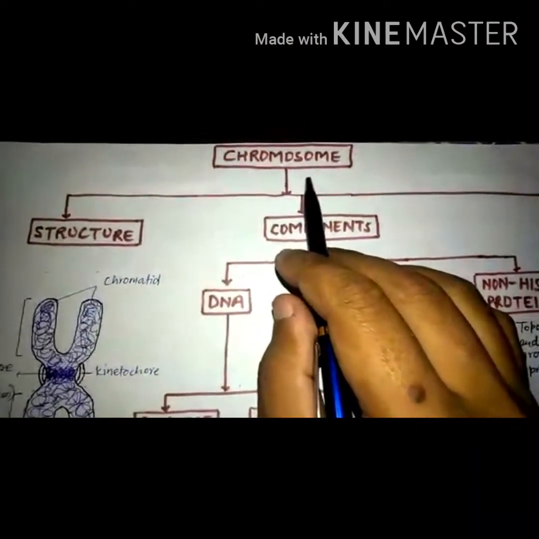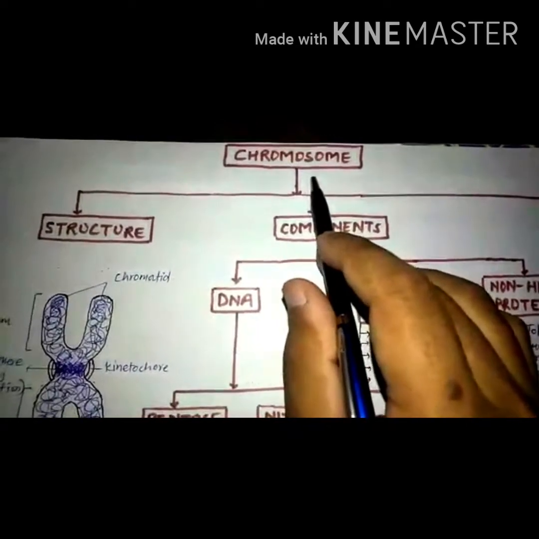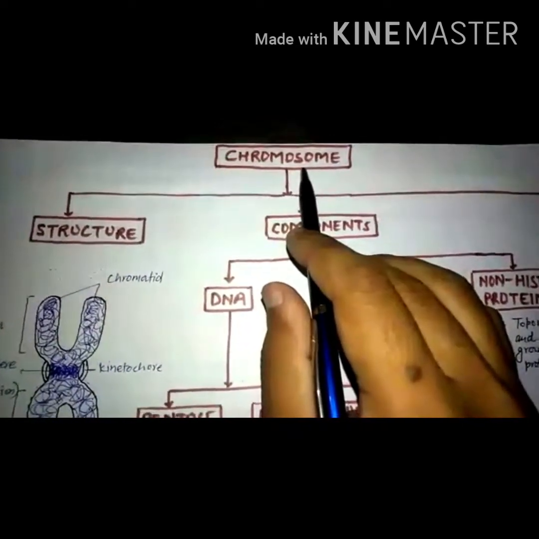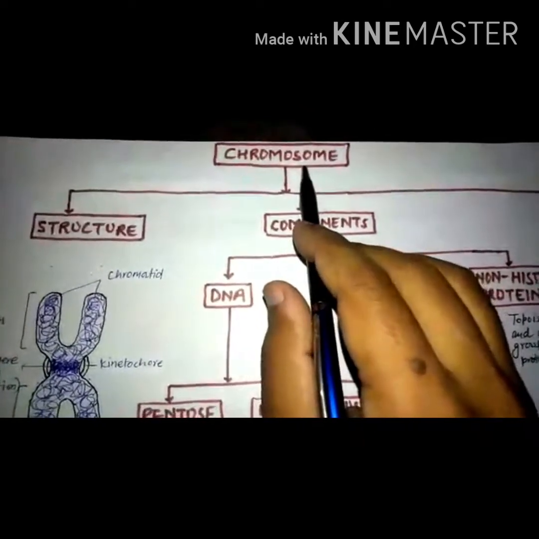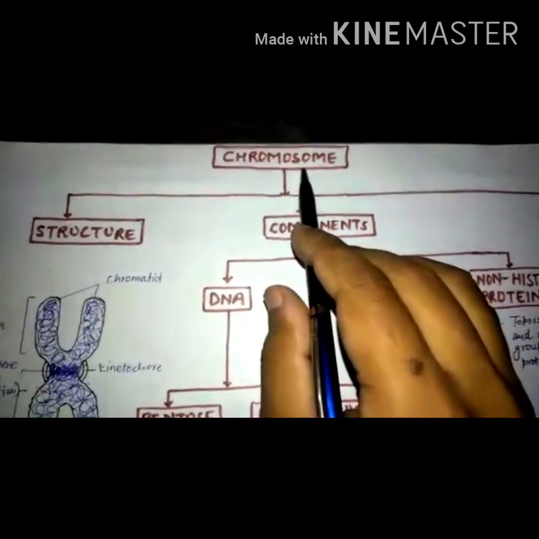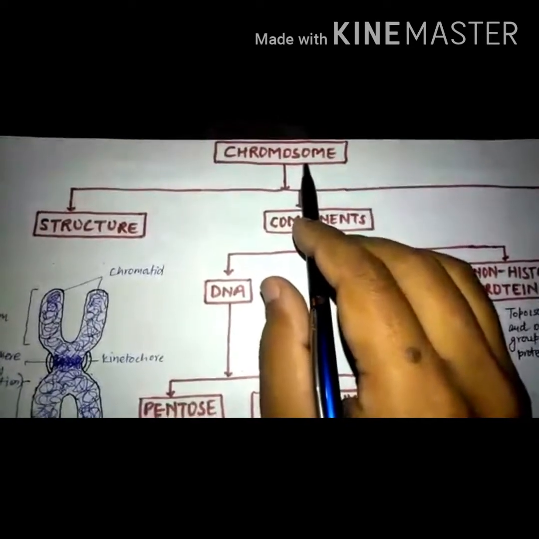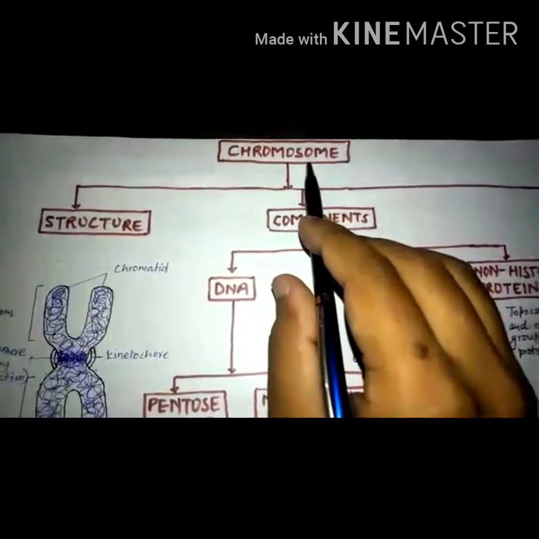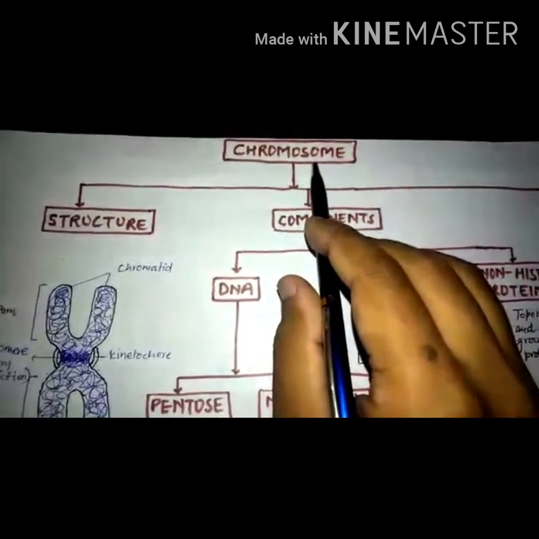Study about the chromosome. First of all, we must know the literal meaning of chromosome. It is derived from two words, chroma and zome. Chroma means color and zome means body, so we can say that the colored bodies present in the cells are known as chromosomes.